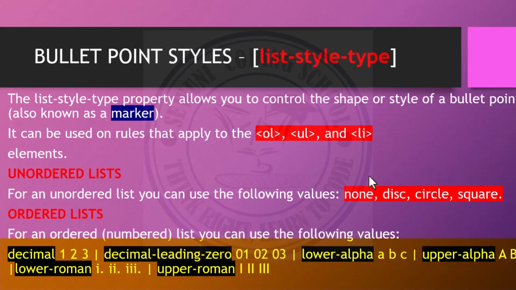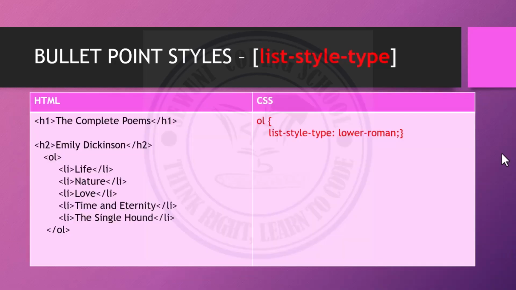We can also use lower-roman numerals, which is i stands for 1, ii stands for 2, iii stands for 3. Lower Roman numerals. And we can use the upper-roman numerals, which is capital I stands for 1, capital II stands for 2, and capital III stands for 3.